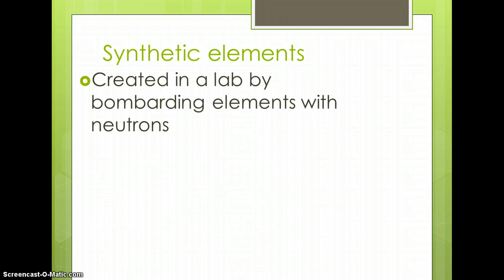All right, synthetic elements. So when we started this lecture, we said that there are some elements that are man-made and some that are naturally occurring. And we posed the question, why do we want to actually create elements? So the way that we create them is we do it in a lab, and what they do is they bombard an element with neutrons.